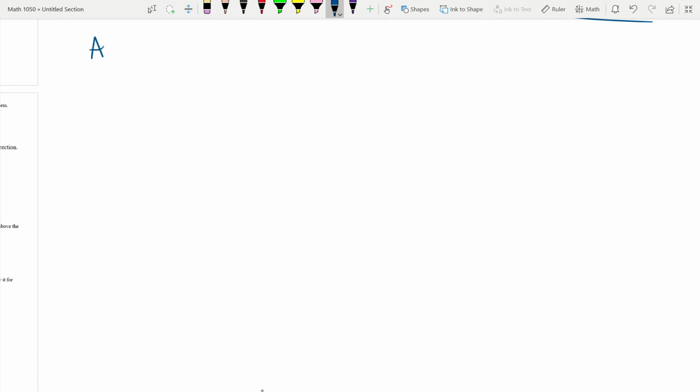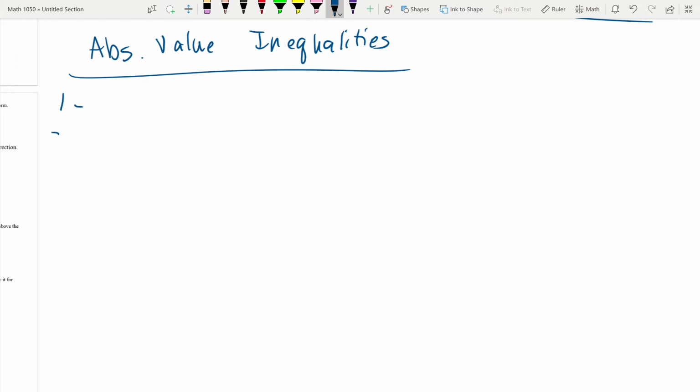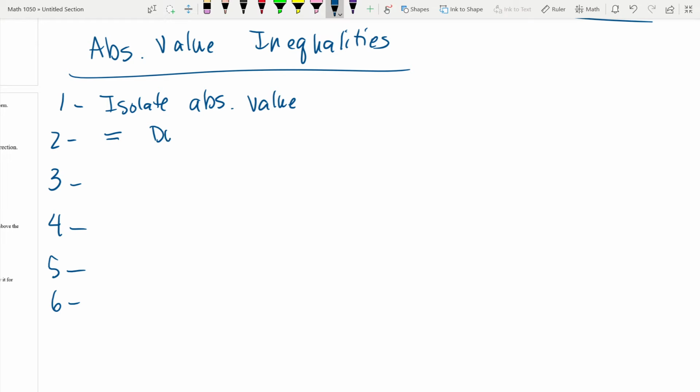Okay, the next thing, absolute value inequalities. Again, memorization, okay? I'm going to list the steps, and then we're going to do a problem and follow the steps. If you don't have the steps memorized, you're not going to get the problem right, okay? Step 1, isolate the absolute value. Simple. That means get it alone, okay?